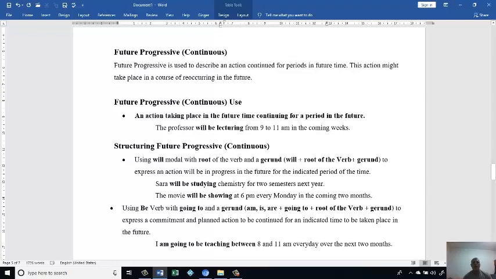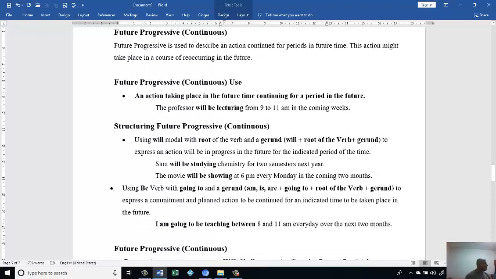For the future progressive, we have to add the ing form to the verb. We have it here. We say the future progressive is used to describe an action continued for a period of time in the future. This action might take place in the course of reoccurring in the future. For example, future progressive or continuous, sometimes we say, is used for an action that takes place in the future, continuing for a period of time in the future.